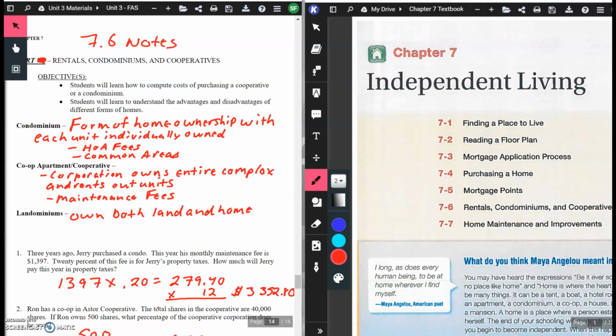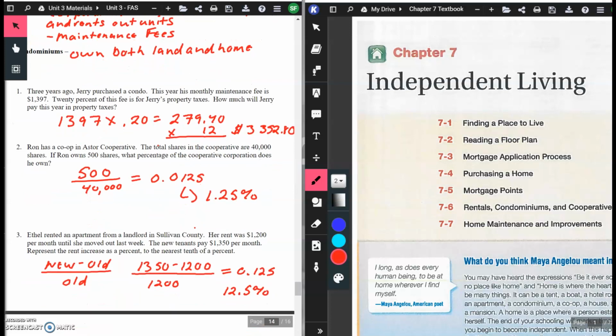A condominium is a form of home ownership where each unit is individually owned. You have homeowners association fees, and you have common areas like a pool or a clubhouse. A co-op apartment, or a cooperative, is a corporation that owns the entire complex and rents out each unit. You usually pay some sort of maintenance fee that's included in your rent. Condominiums own both the land and the home.